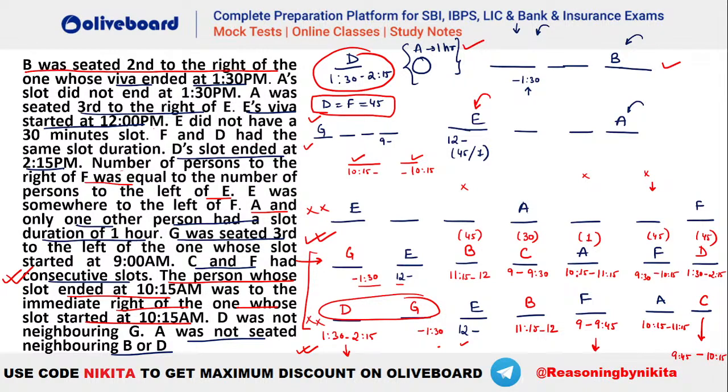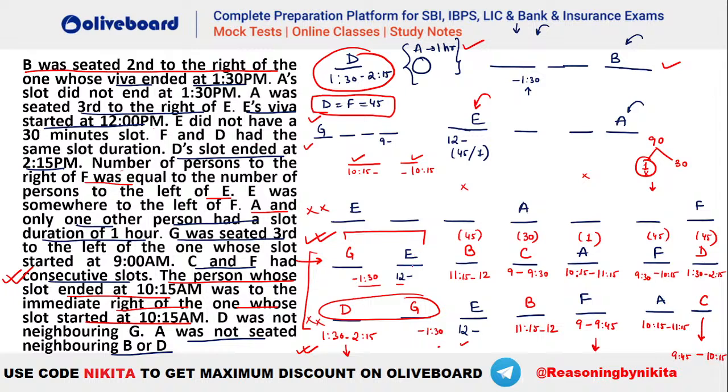D should not be a neighbor of G. So you can see the first will be the valid one, right? Now you can see that either of the two cases, right? You can see here that this is 12 to 1:30. That is a total of 90 minutes. Now in this 90 minutes, one of them has to be 1 hour for sure, because we know that A and only one other person is 1 hour. So one of them has to be definitely 1 hour. That means the other should be 30 minutes here.